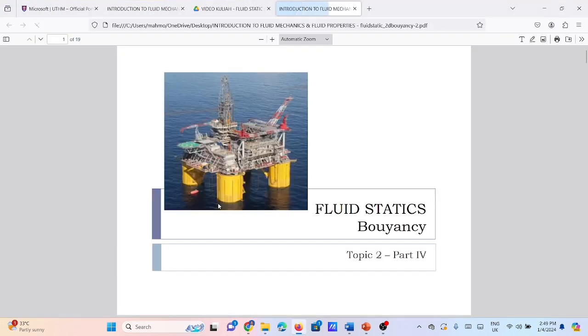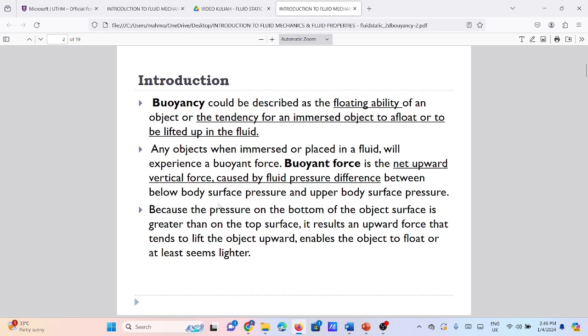Jadi kita bersiaran kali ini untuk menyambung kembali kuliah kita iaitu berkaitan dengan fluid static buoyancy. Okey, ini adalah sambungan daripada chapter 2. Kita lihat dia punya pecahan dia.